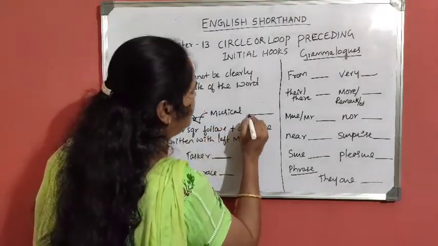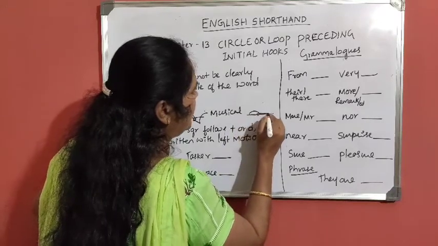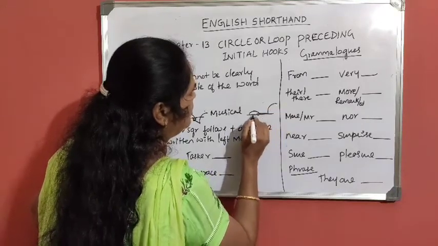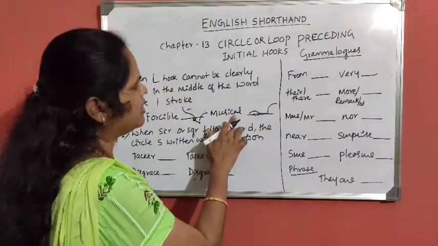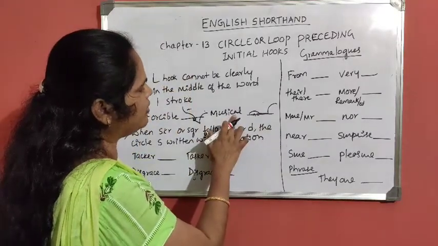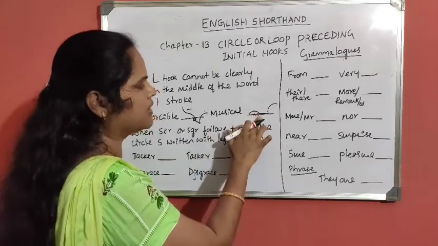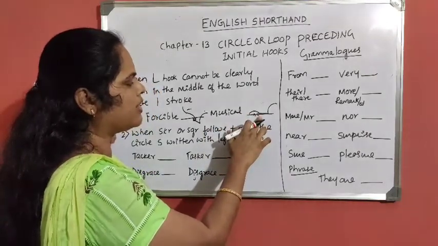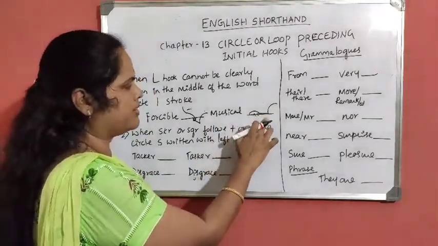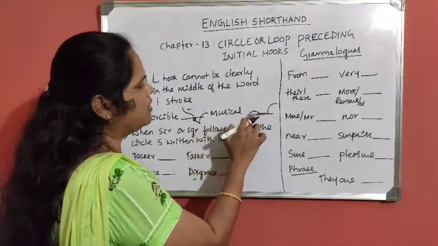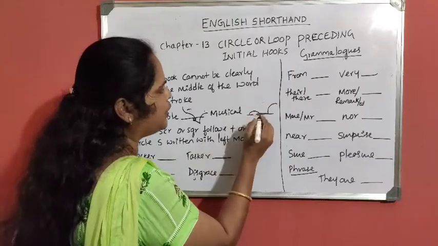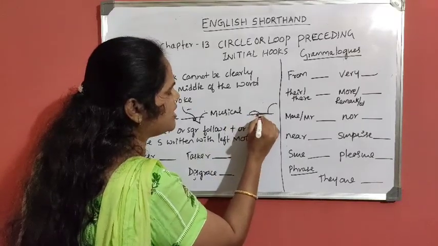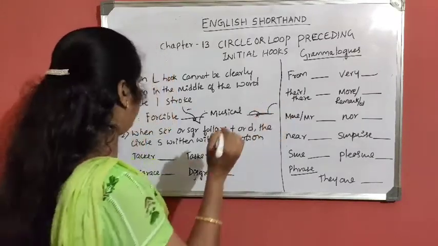Musical, M S K L, musical. Here I cannot write cull because the circle is there. Inside the cull, the circle cannot be written. Hence, the whole stroke of L has been written. Musical, U diphthong this is, S circle S, K L.